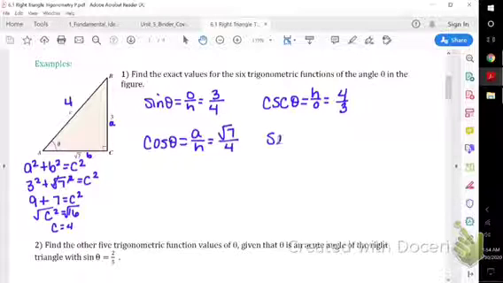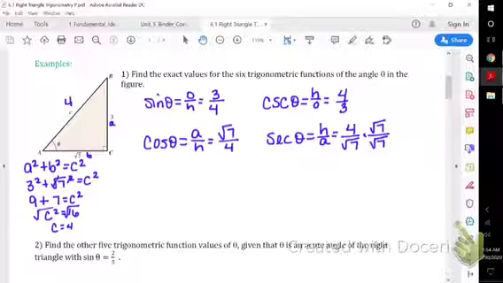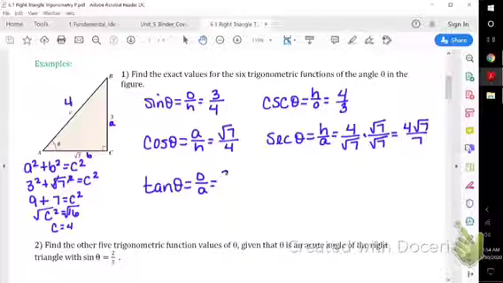Cosine's reciprocal is secant. So secant is hypotenuse over adjacent, which is 4 over the square root of 7. But remember, we can't have a radical on the bottom, so we're going to rationalize that denominator by multiplying times that radical. And so we end up with 4 square roots of 7 over 7. And then tangent of theta, TOA, so it's opposite over adjacent. Its opposite is 3. Its adjacent is the square root of 7. Again, we can't have that radical on the bottom, so we need to rationalize the denominator. And so we get 3 square roots of 7 over 7.